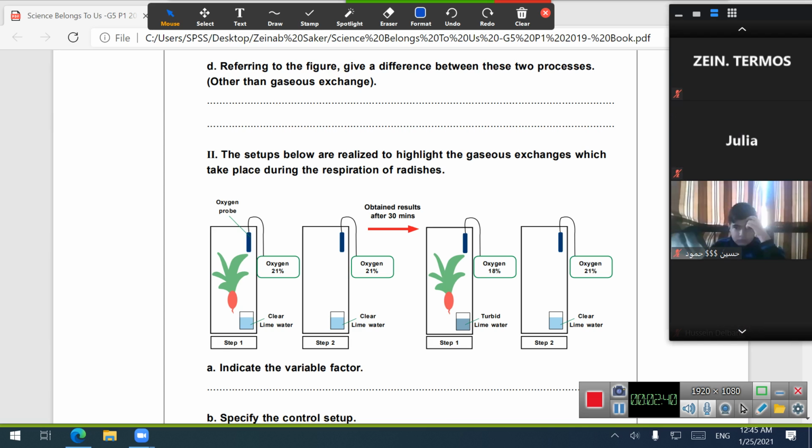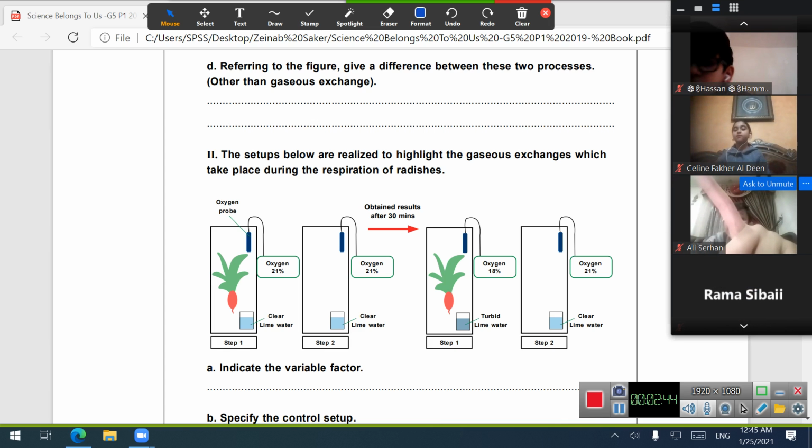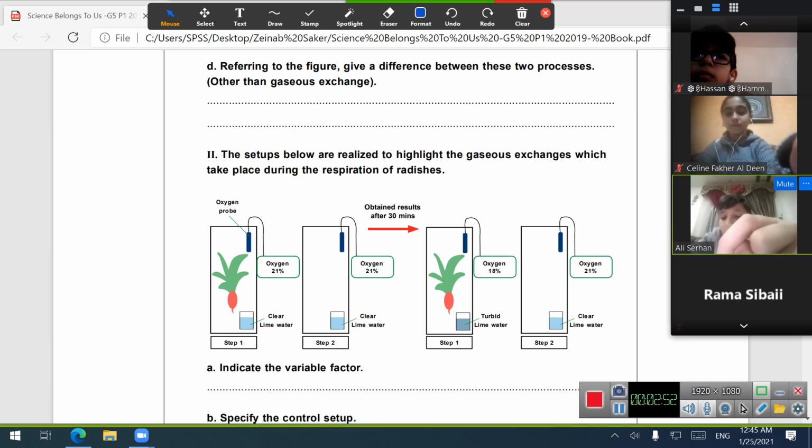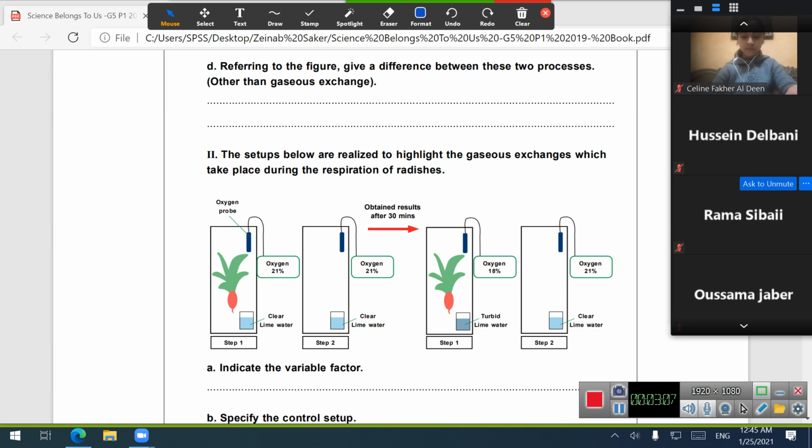Now, Ali Sarhan has also an answer. What, Ali? Respiration takes place in the root, while photosynthesis takes place in the leaves. Excellent, Ali. Why do you think photosynthesis takes place only in the leaves? What do we have in the leaves? Chlorophyll. Excellent, Sarhan Habibi. Thank you. So please let's write the difference.